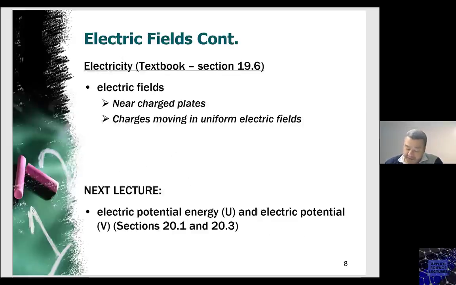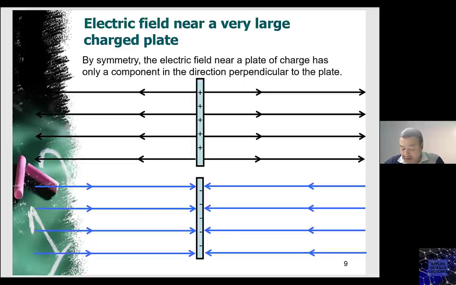then we will, as I said, now evaluate the electric field for charges that are on a plate, and also for this lecture, for charges moving in a uniform electric field, and we will explain what uniform electric field means. So if I look at a plate, a conductive plate, for example, on this plate I have charges that are distributed all over that plate.